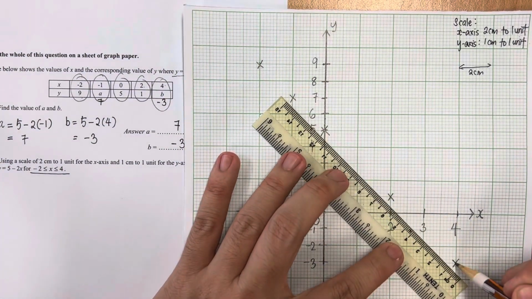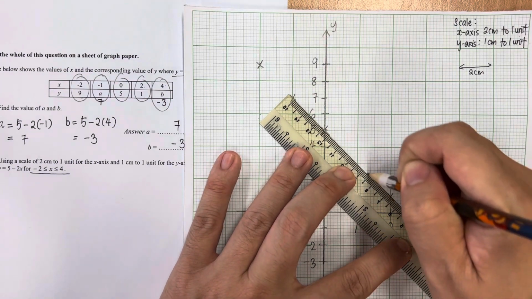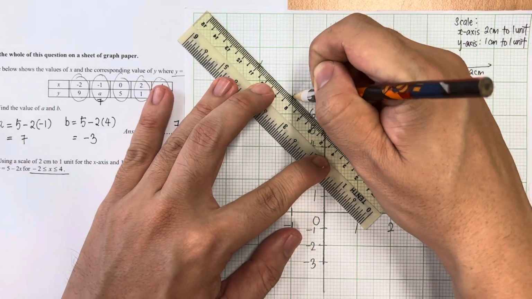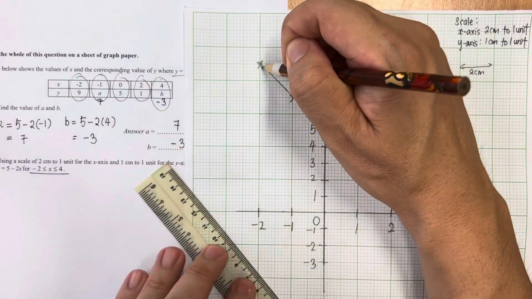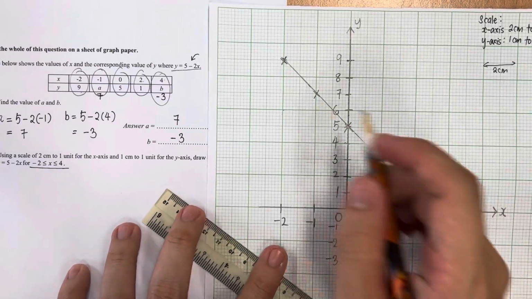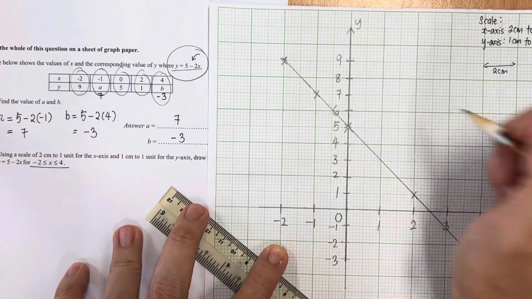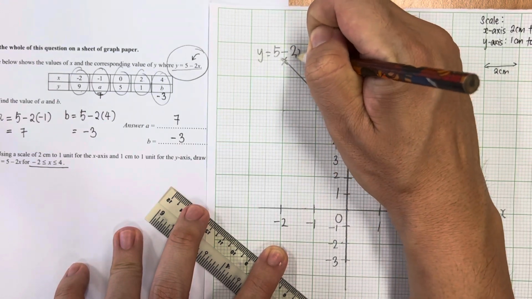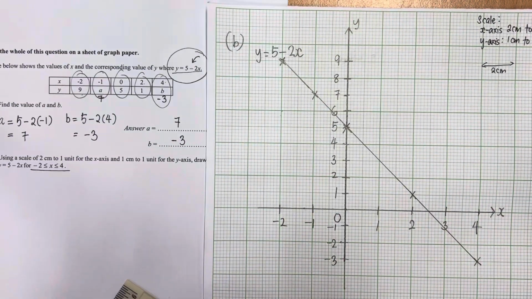After which, join the line. And write the equation of the line near to the graph that you have just drawn to complete this graph B.